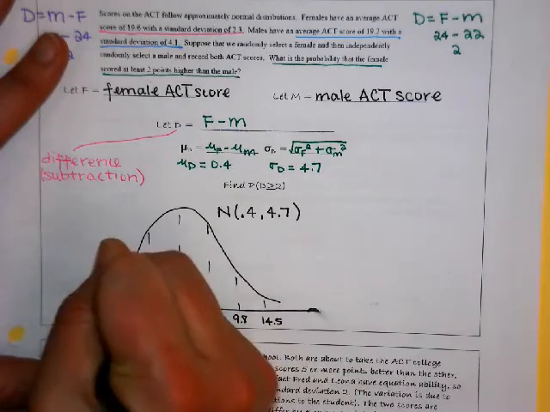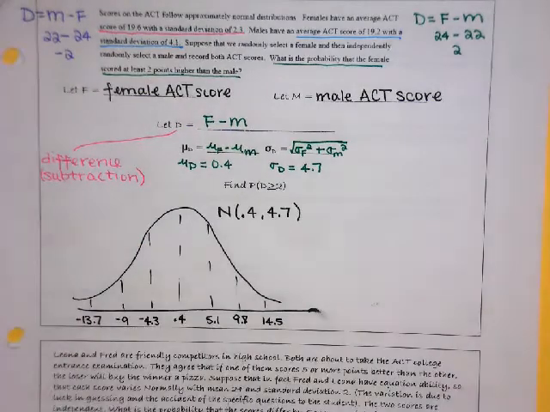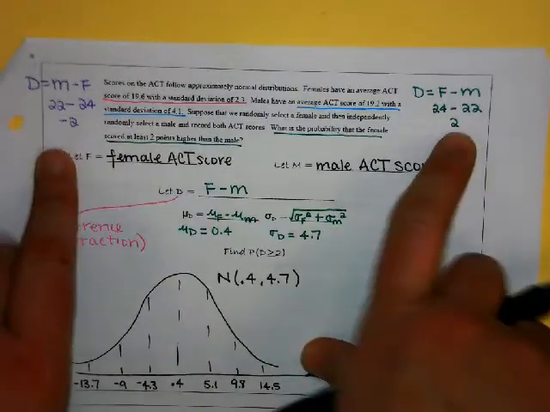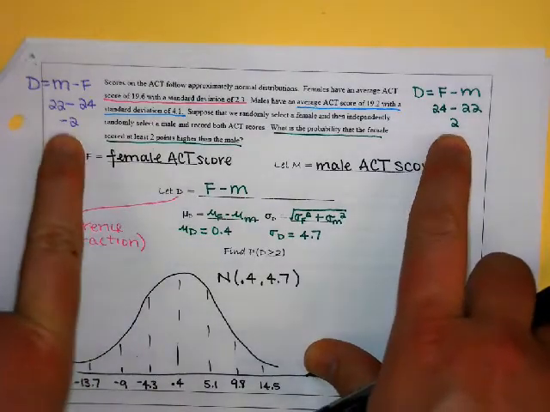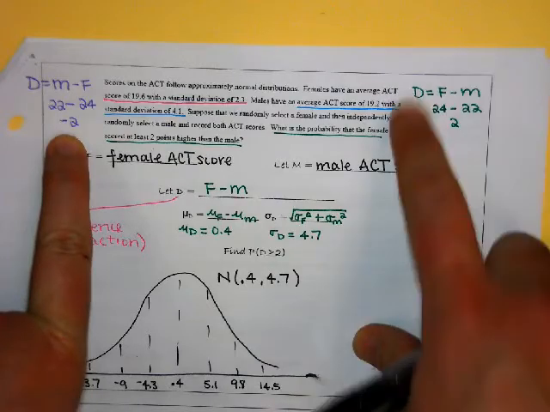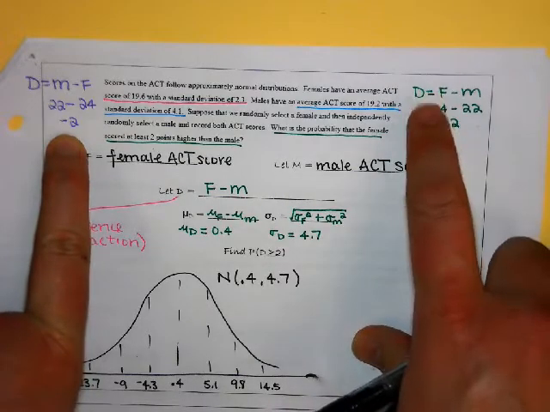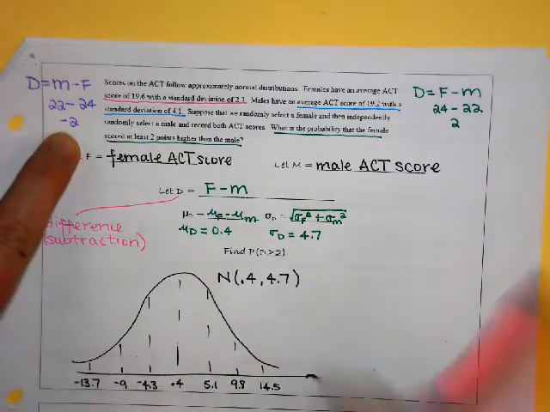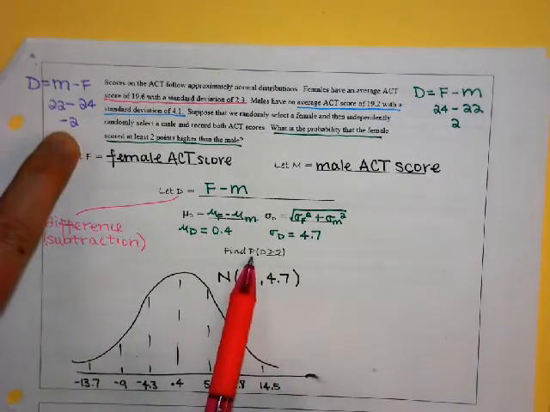No? Alright, so this is the whole thing that I'm talking about with the positive or the negative. I define the difference so that when I subtract, it's going to be a positive value. So I'm looking at the probability the difference is greater than or equal to 2. So I'm going to say 2 is like, I don't know, there-ish. And I'm looking at that side.